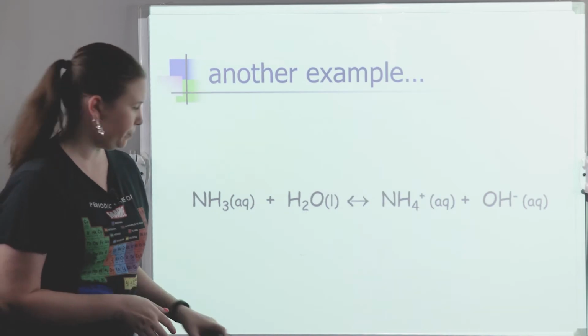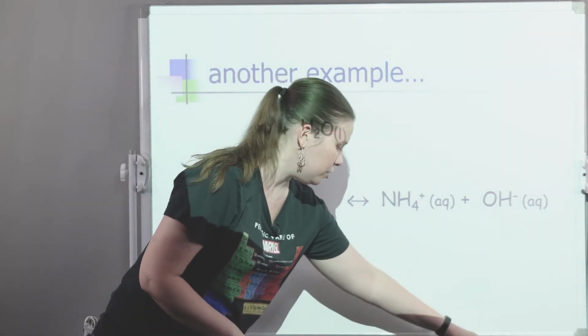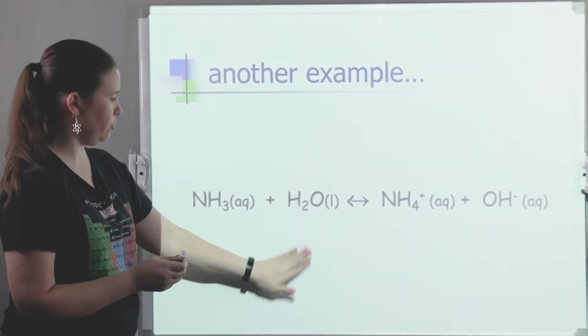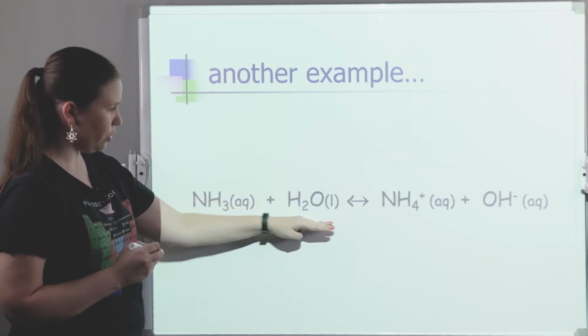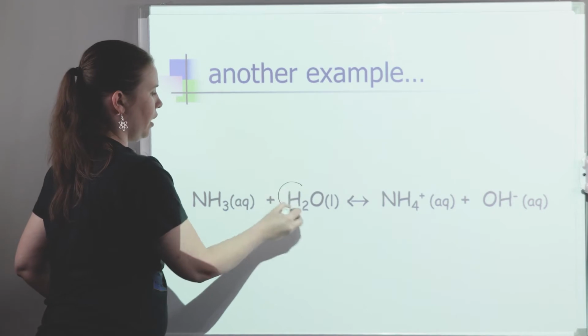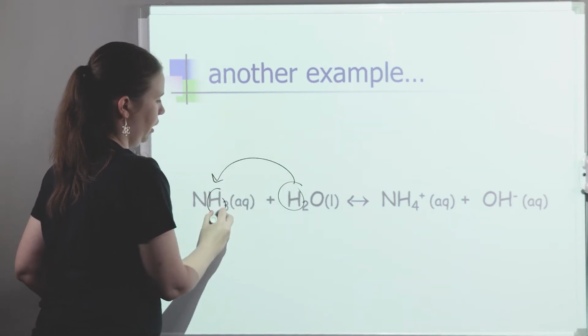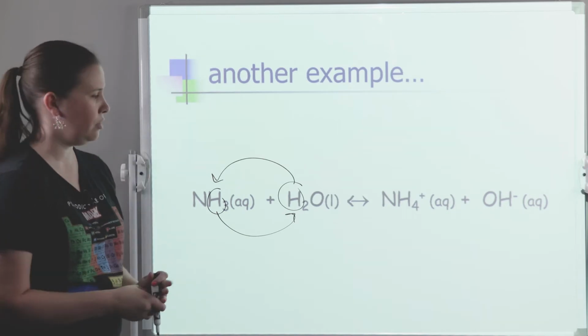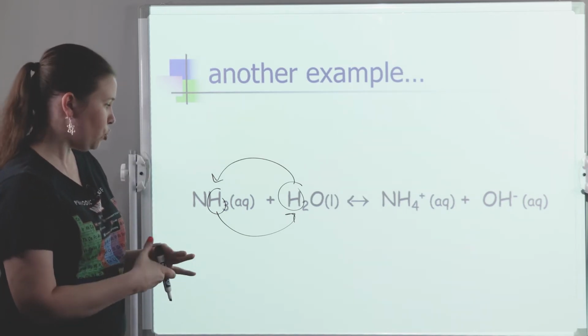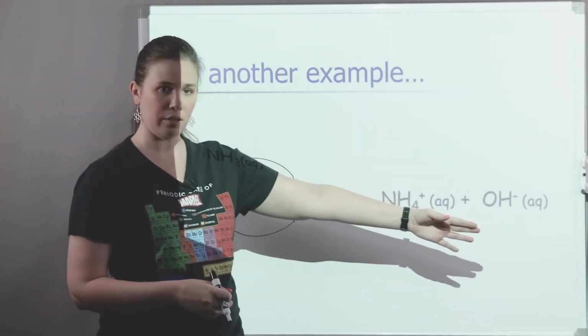So let's try an example. First thing I want to do is find my proton transfer. So if I look at NH3 and H2O, I see I could have the hydrogen going either direction. Of course, if something doesn't have a hydrogen, it can't be the acid. But in this case, I have 2 options, so let's peek at our products here.